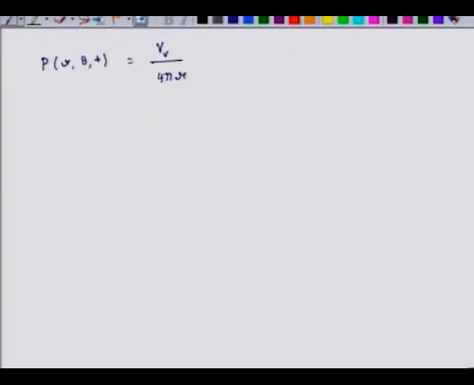So, now we are going to further process this relation, and that becomes, so pressure which is a function of r, theta and t equals V v over 4 pi r e to the j omega t minus r over c times e to the minus j d sin theta divided by 2 times omega over c, plus e to the j d sin theta divided by 2 times omega over c. Okay.